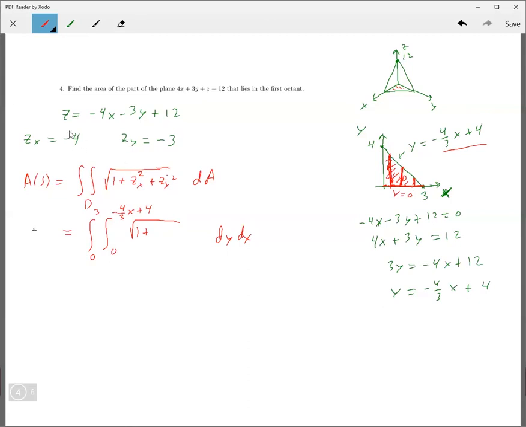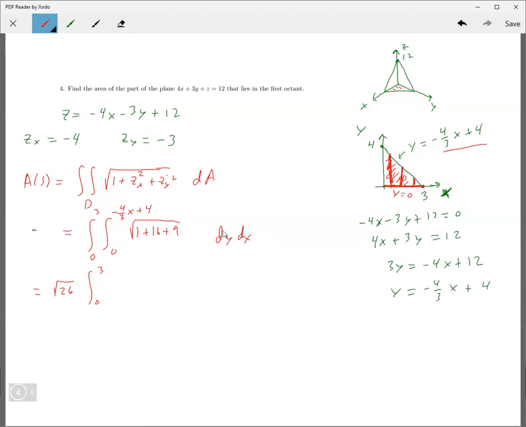So this piece is going to be the square root of 1 plus zx squared, so that's 16 over 9, plus zy squared, which is 9. Interesting. I'm going to pull that all the way out. That's going to be the square root of 26. That's weird. Oh well.